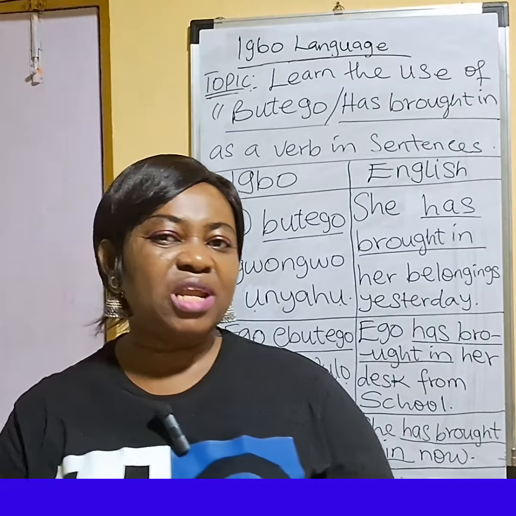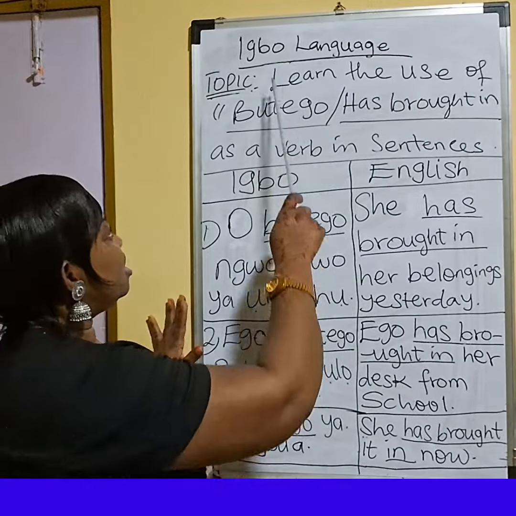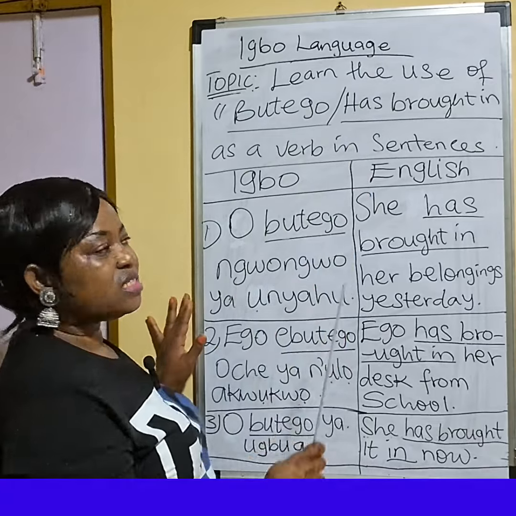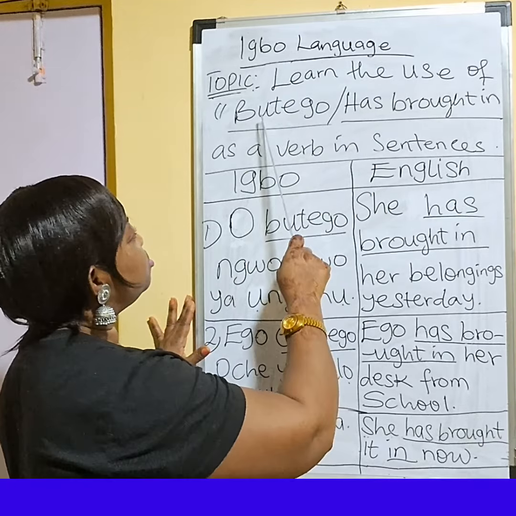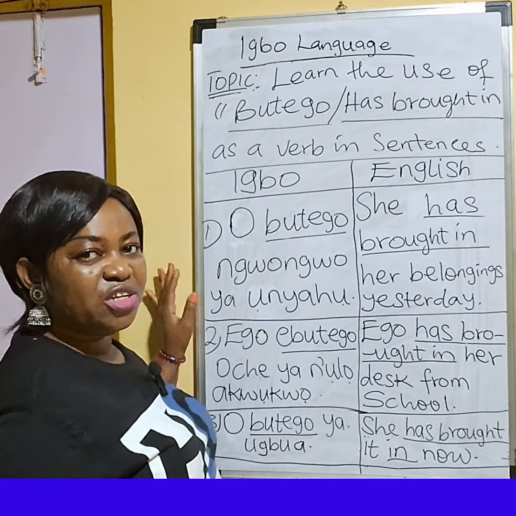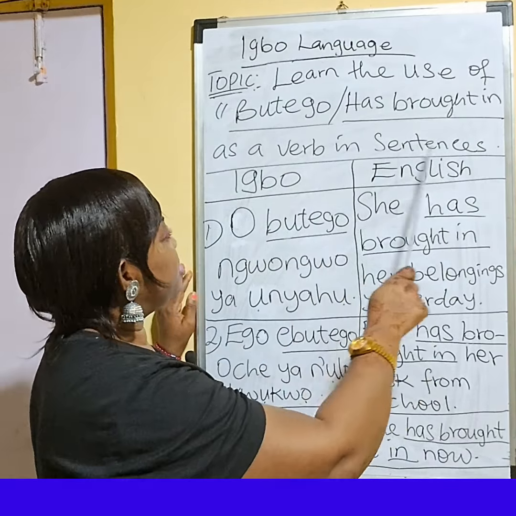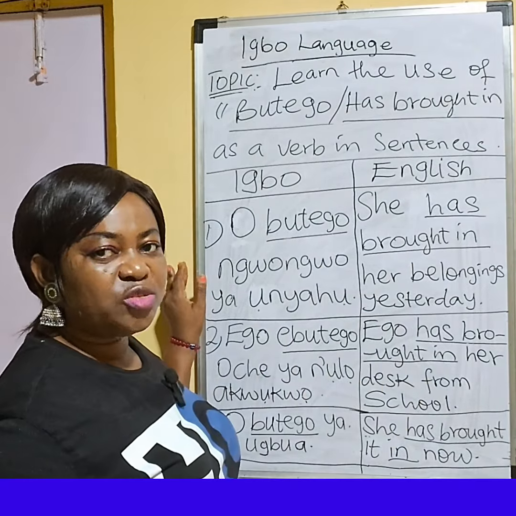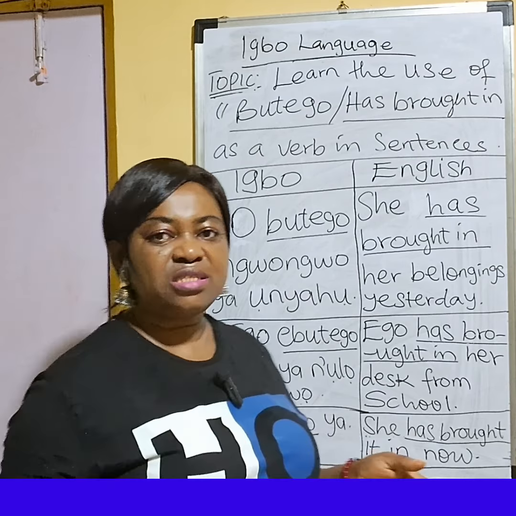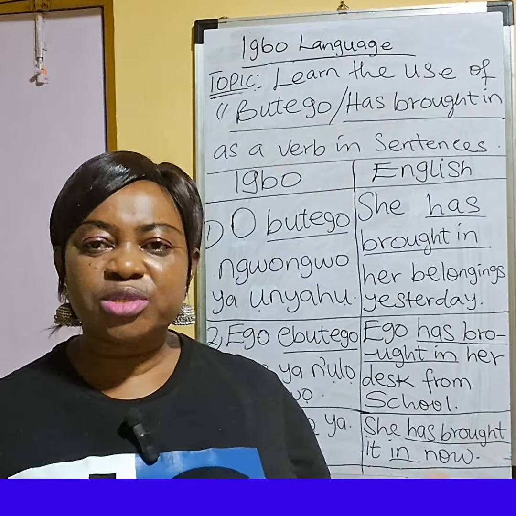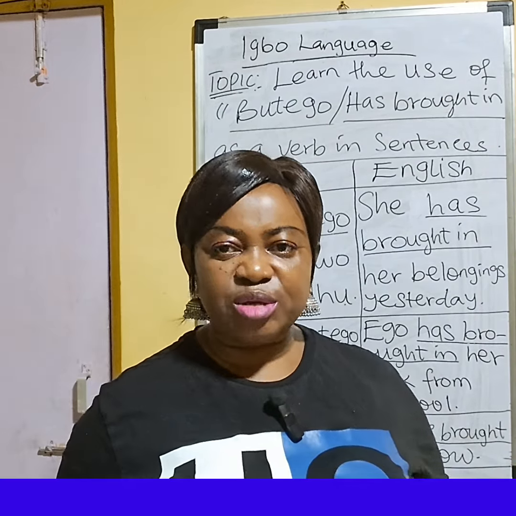We have Igbo language. Our topic today says, learn the use of butego. Butego in English means has brought in as a verb in sentences. We are going to learn a topic that says has brought in, butego, as a verb. Let's start.